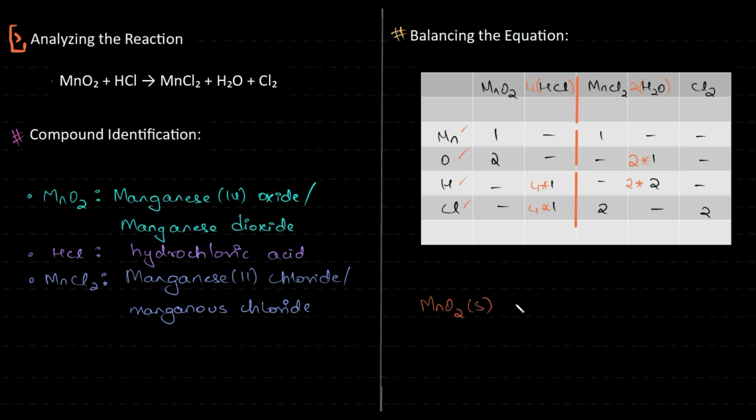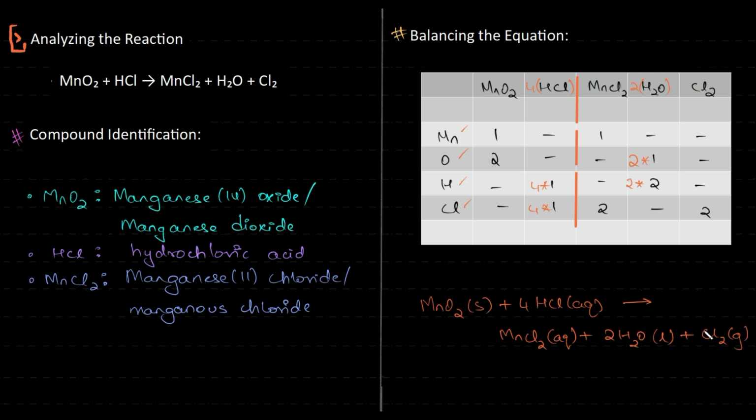MnO2, this is a solid. HCl is aqueous. And this gives us MnCl2, 2H2O. That is, of course, liquid. This is actually aqueous. I should have given some space. And finally, we have Cl2, that is gas.